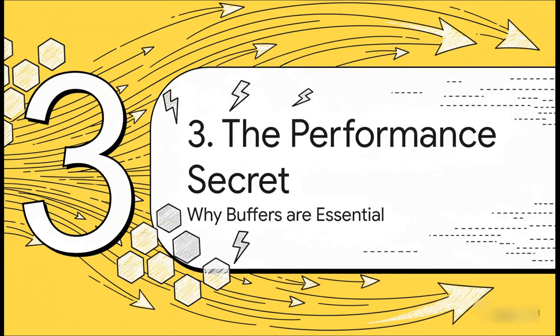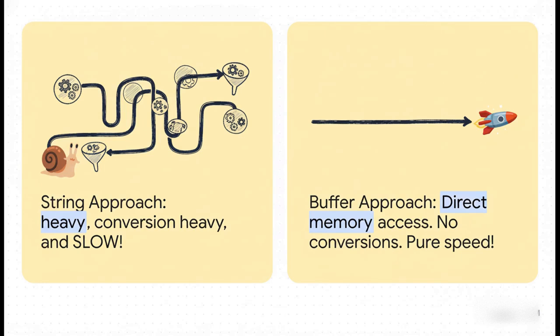All right, moving on. Section 3, the performance secret. Now, this is really the core of why buffers are so critical to Node.js. I mean, it's not just that they can handle binary data, it's that they do it with mind-blowing speed and efficiency. And that's the whole point of Node, right? The difference is just night and day. If you try to use strings, your code is constantly struggling. It's encoding, decoding, converting binary into text and back again.